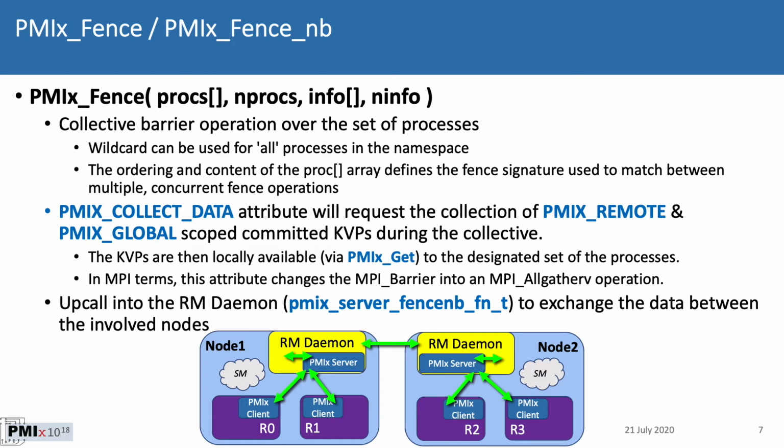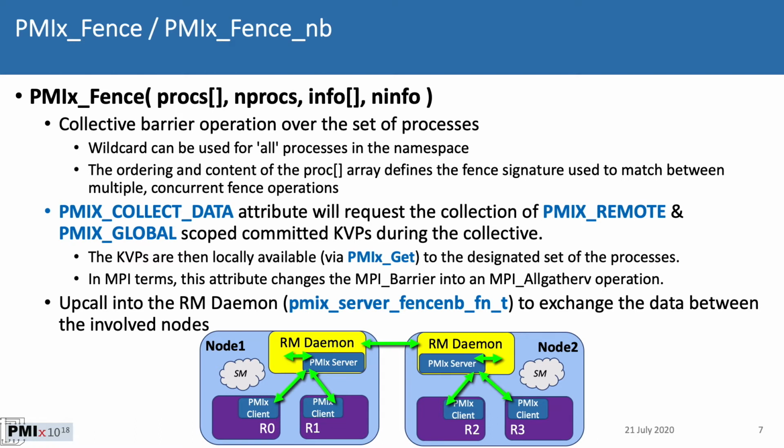If the caller desires a full Modex exchange to occur during the fence operation, they can pass the PMIx collect data attribute, which will turn the fence from, in MPI terms, an MPI barrier into an MPI all-gather V. And the V is important because you have to remember that each process may be sharing a different amount of data in the exchange. And so it fundamentally changes the collective that is going on through the resource manager daemon. And that's an important thing to point out here.